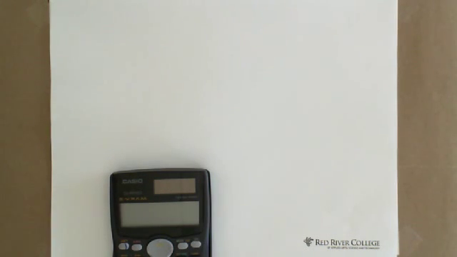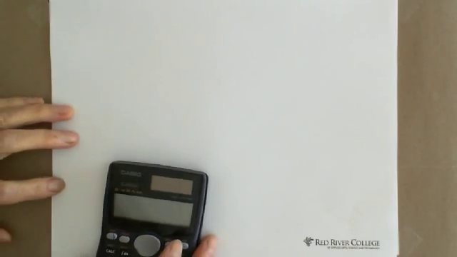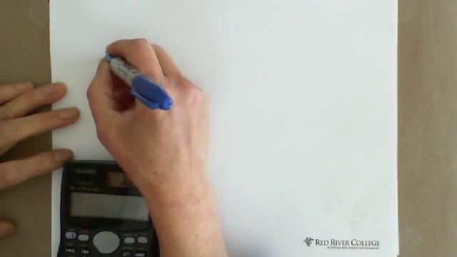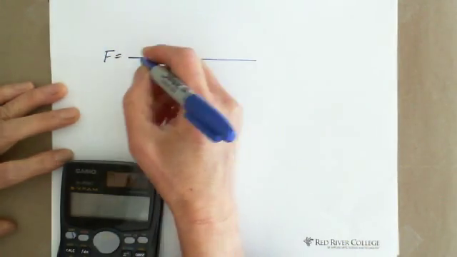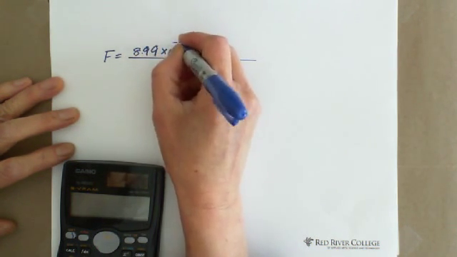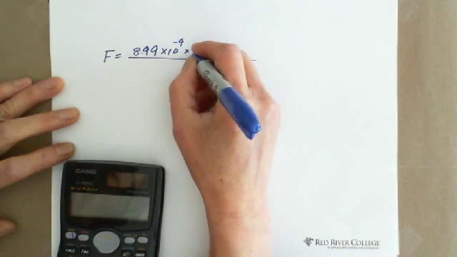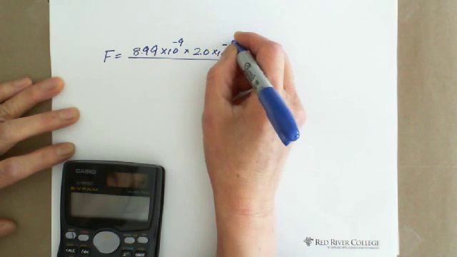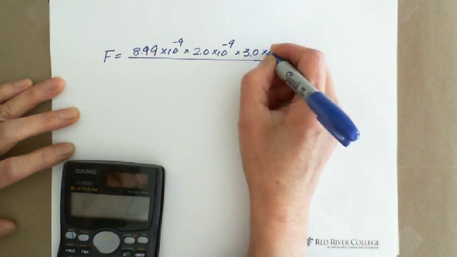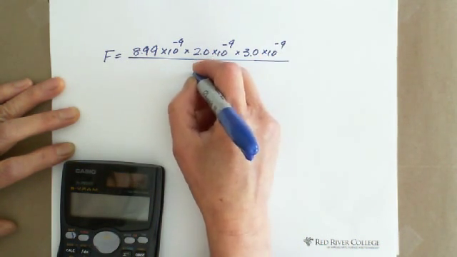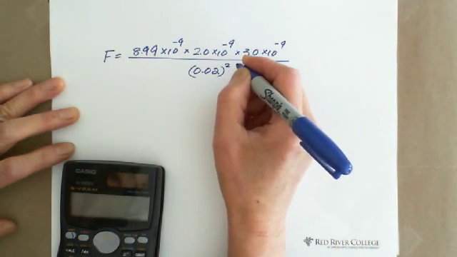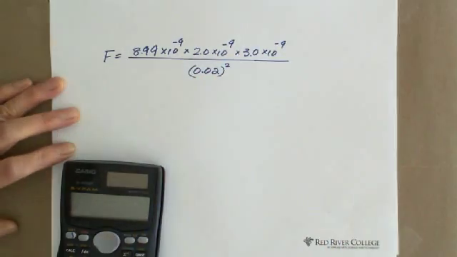For example, you are doing a physics question. You calculate the force between two charges. Say F equals 8.99 times 10 to the 9 exponent. The charges given are 2.0 times 10 to the negative 9, and 3.0 times 10 to the negative 9. The distance between these two charges is 0.02 meter, which you square. So calculate this one using the calculator.